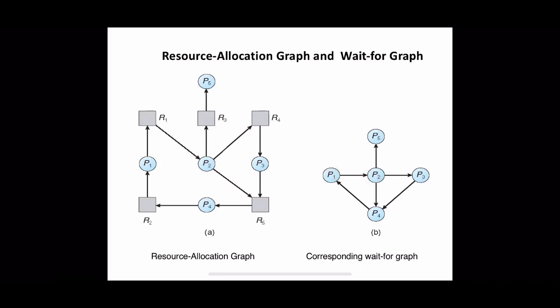Like that, let us take the case of R3. Remove R3, collapse the corresponding edges. That is, P2 to R3 and R3 to P5 will be collapsed to give an edge from P2 to P5. The same thing happens here, right? Like that, every resource type node can be removed and the edges collapsed. That's all to find out the corresponding wait for graph.